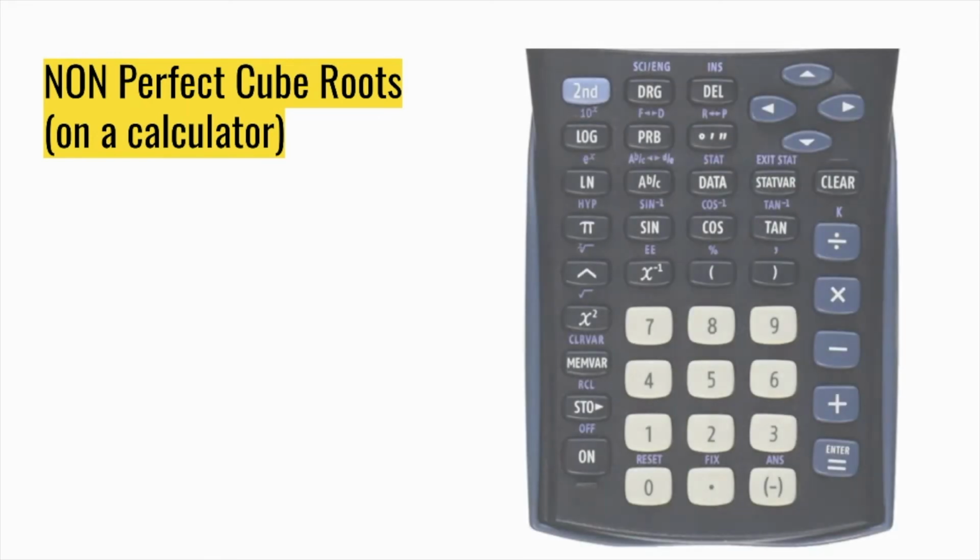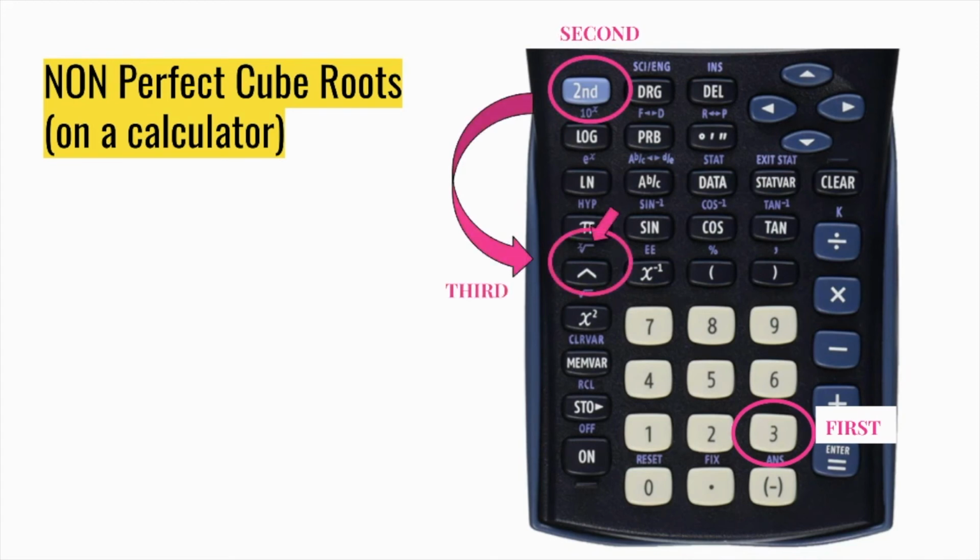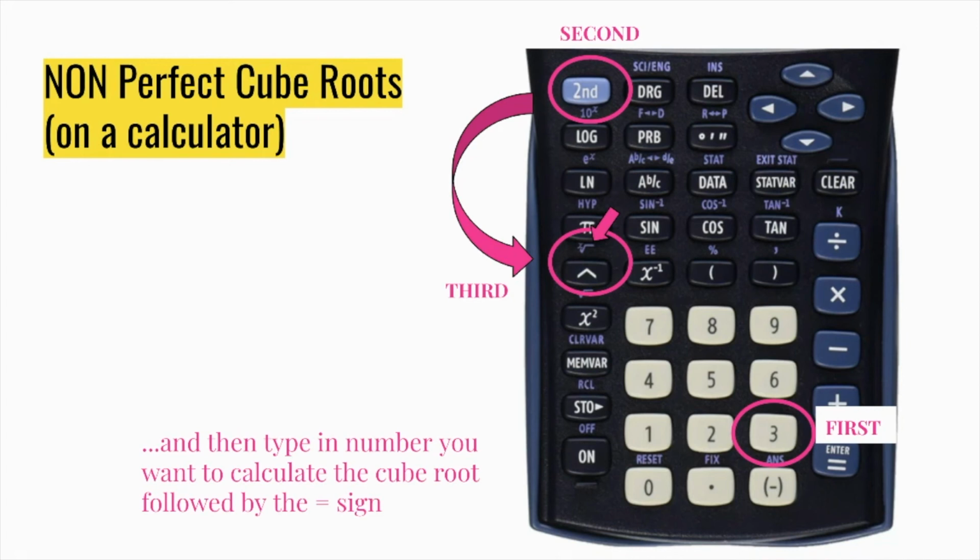Now, to do this on a calculator, you're going to start by typing in the 3, since we want a cube root this time, not the square root. Hit the second button again, and this time you're looking for the root symbol with a little x, and your calculator will know to replace that x with a 3. And then just type in the number that's underneath the radical sign, followed by the equal sign, and you'll have your cube root.